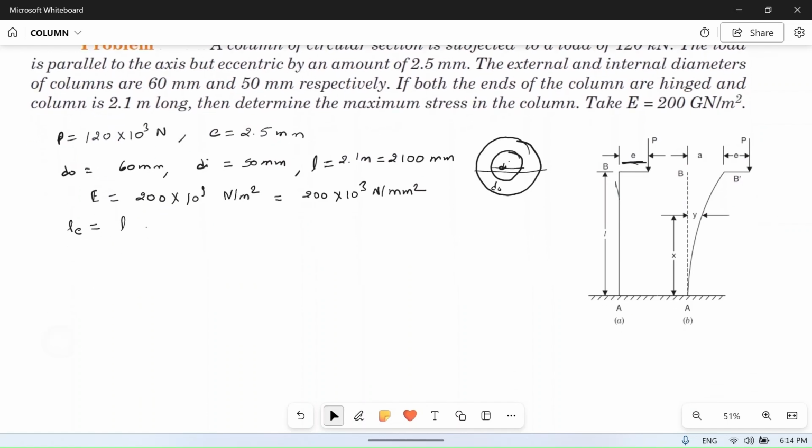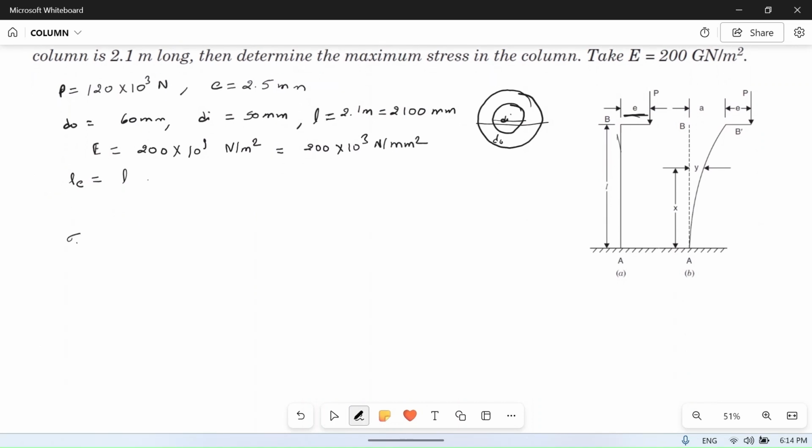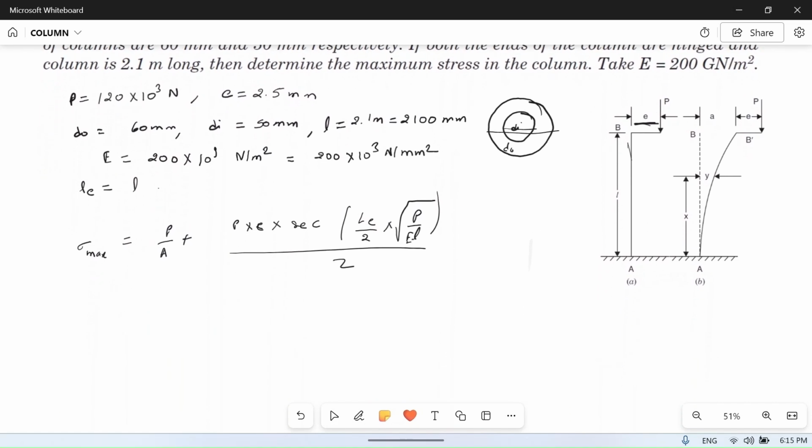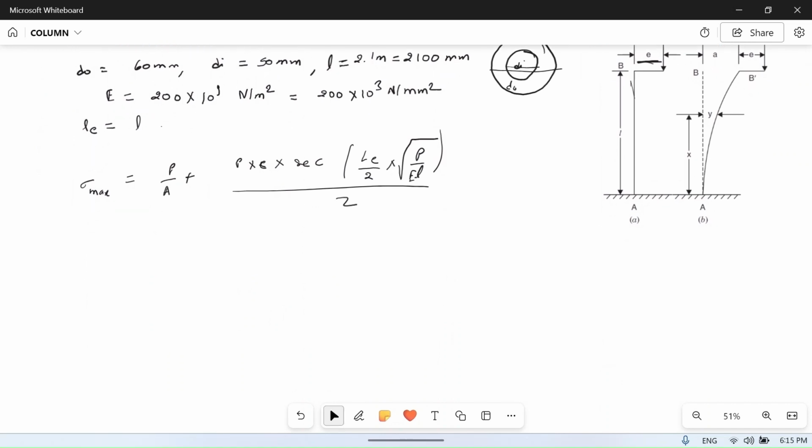Now what is the formula? Sigma max is equal to P by A plus P into e into sec of (L effective by 2 into root P by EI), divided by Z, in case of eccentric load. You can find this formula in any book where the column is loaded eccentrically. Okay, so we have to find the things which are not known to us.